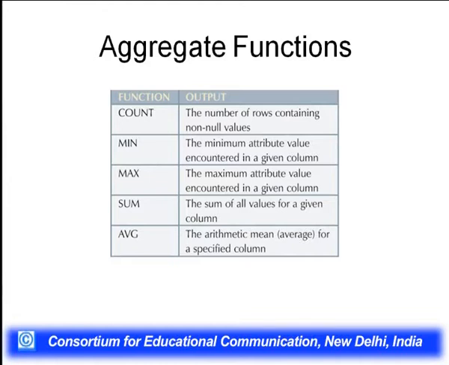For instance, count will give you the number of rows. Min will give you the minimum attribute value encountered in a given column. Max will give you the maximum value in a given column. Sum will give you the sum of all the values in a given column. AVG will give you the average of all the values in a given column. So basically aggregate functions will take up all the values in a column and give you a single value. Now we are going to see how aggregate functions are used to find out this kind of values from a given set of values in a column.